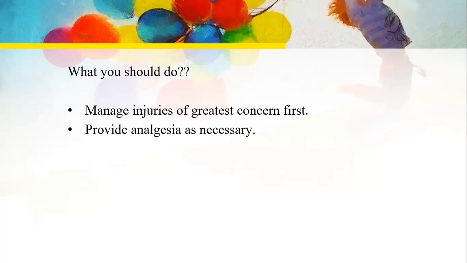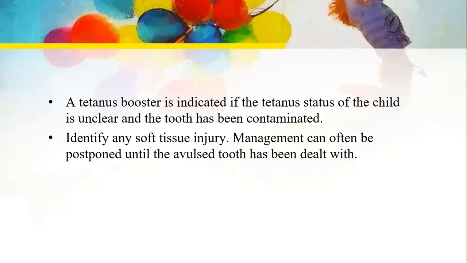What you should do is basically manage the injuries of greatest concern first. That's the first line of treatment, and provide analgesia as necessary. Only after giving analgesia will you be able to get a cooperative child, or make the patient cooperative with whatever treatment you are providing. A tetanus booster is indicated if the tetanus status of the child is unclear and the tooth has been contaminated.